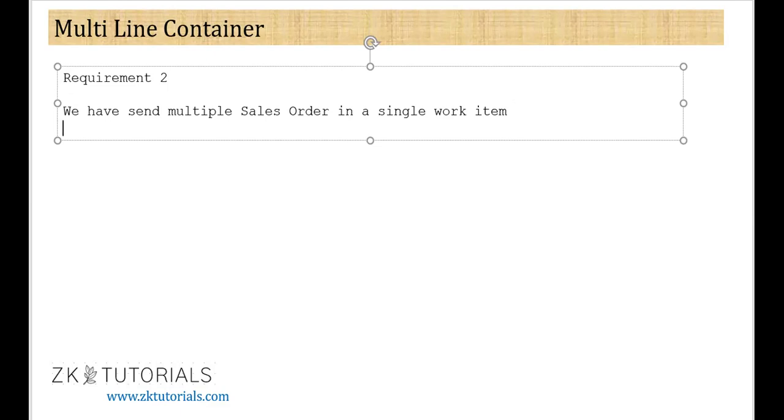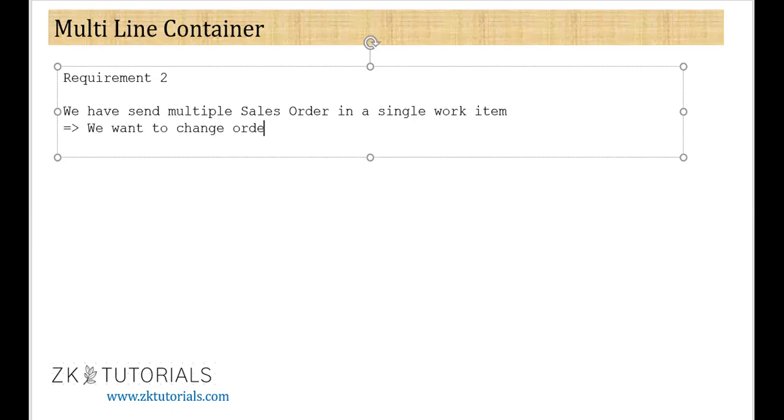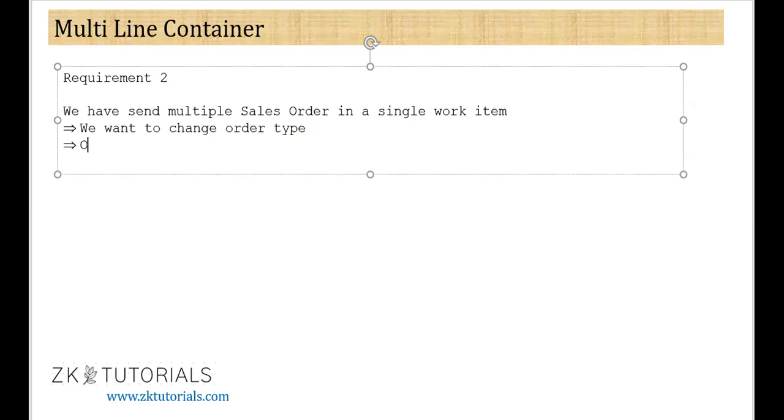Now if we enhance this requirement more, we can say, whatever the sales order. Okay guys, we have a requirement of sending multiple sales orders in a single work item. Which sales orders will we send? Let's say we want to change the order type. There may be some requirement like this in your client, though I'm not saying you will definitely see this type of requirement. Let's say we have an order type OR.